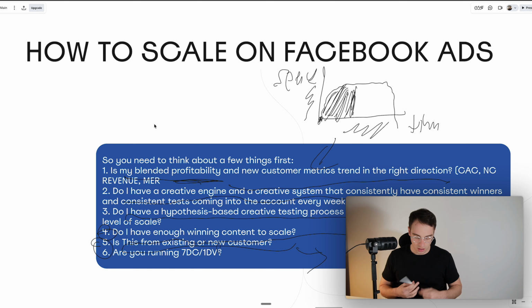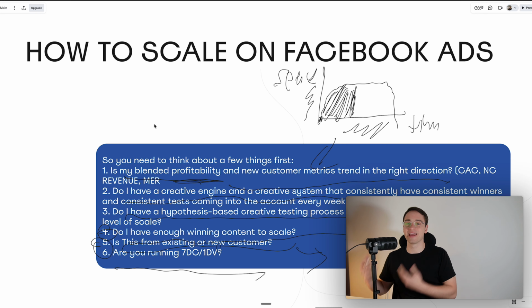And are you running a 7-day click 1-day view, which again goes hand in hand with the previous question. Usually there's going to be a lot of performance from view-through conversion when you're running on a 7-day click 1-day view. That's why I also recommend switching to a 7-day click, or at least a 7-day click 1-day engaged view.